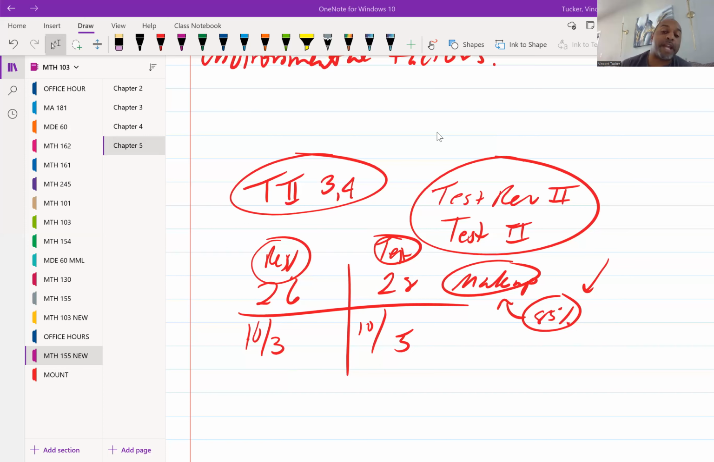Your test reviews are not mandatory. No matter what test review I post, they are not mandatory. But if you score 85 or better on the test review, I'll add 5 points to that respective test. But if you don't do it at all, or if you go in there and get a 20 or something because you're just messing around, it would not count against you. Anything else? Anybody else?